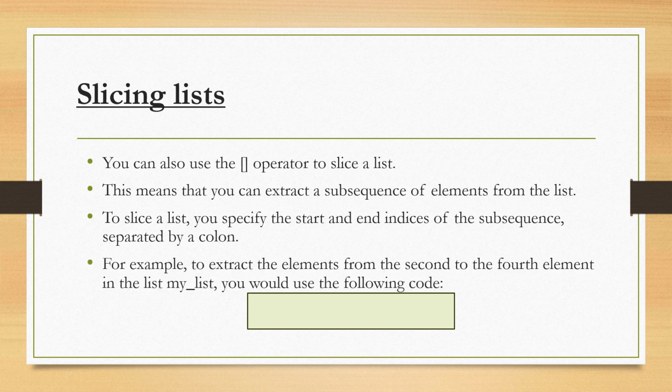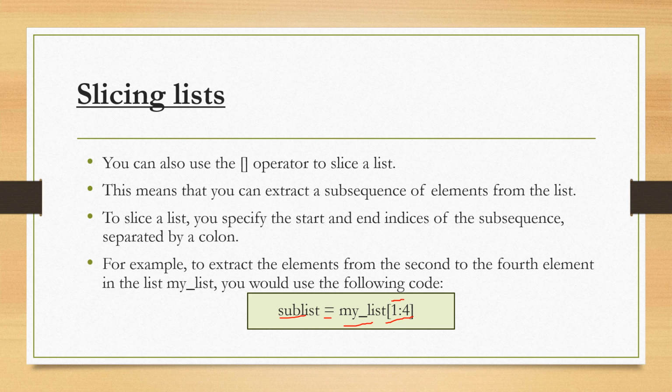So for example, to extract the elements from the second to the fourth element in my list, you will use the following syntax. sublist equal to my list, and this sublist means it is a variable. This is the assignment operator, this is my list, and this is the square bracket, and after that we are providing, this is very important, 1, and this is 4.